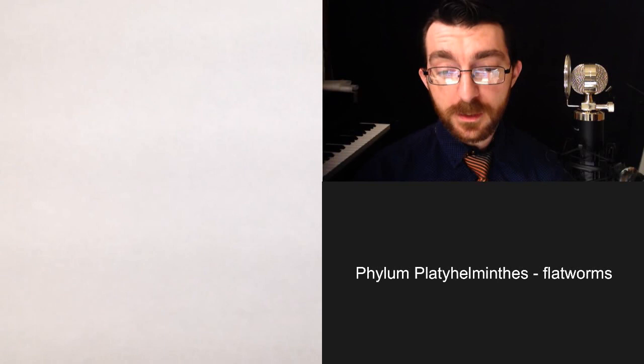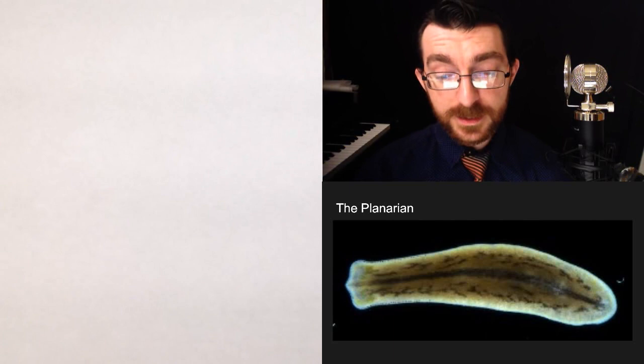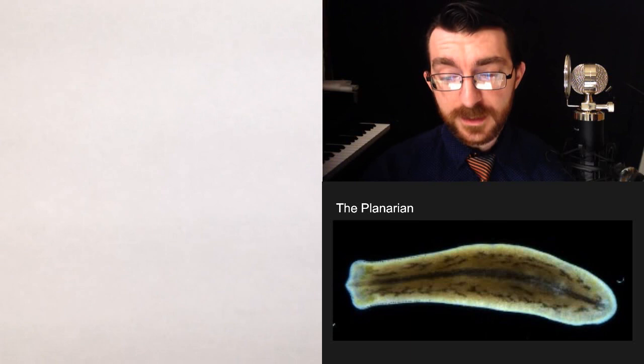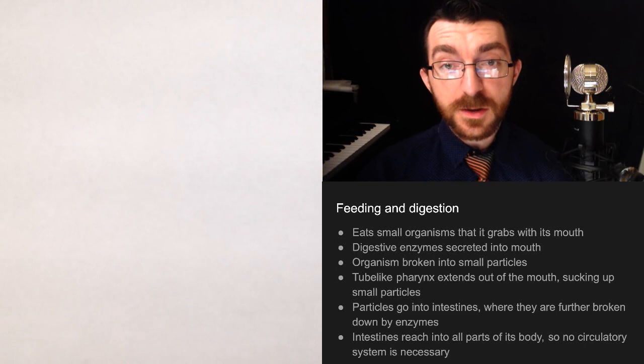How delightful, Earth. So the flatworm that we're going to actually focus on is the planarian that looks like a spill. Honestly, if I had to say what it looks like, a spill. But let's take a look at its insides. First, though, let's talk about feeding and digestion. So there is lots and lots of information on this.